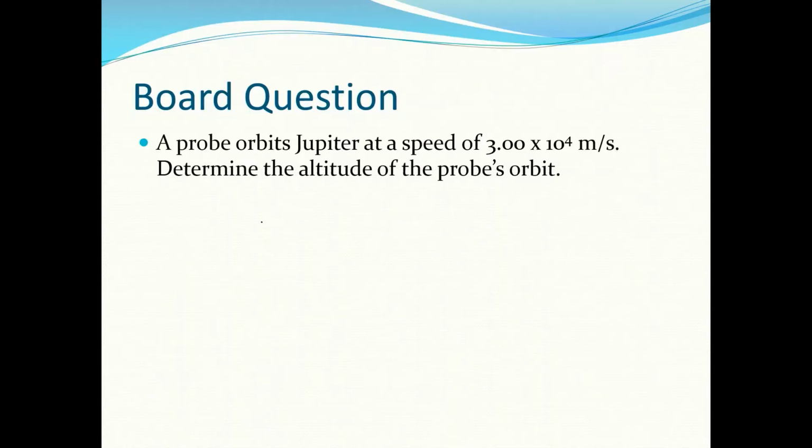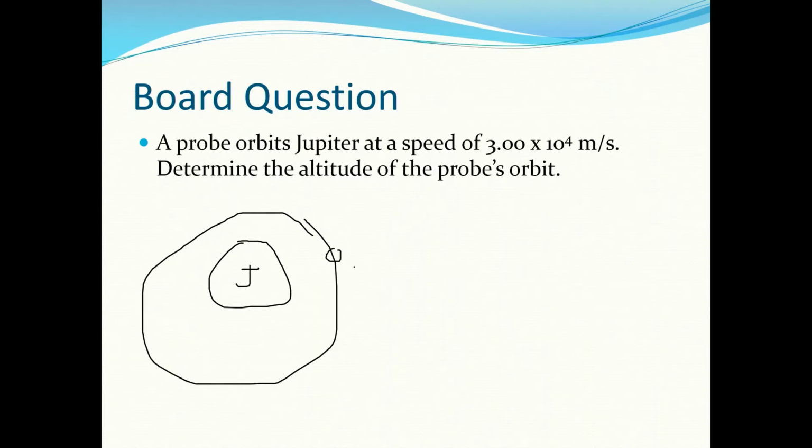Okay, so it's saying that we have Jupiter, and the probe is orbiting around, and we want to determine the altitude, right? So what we're going to find is the orbital radius of this probe, but we need to subtract the radius of Jupiter. Okay, so let's switch our screens.